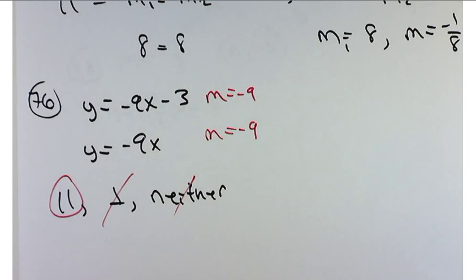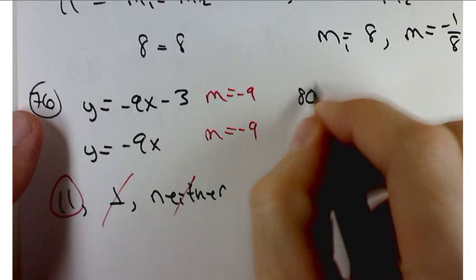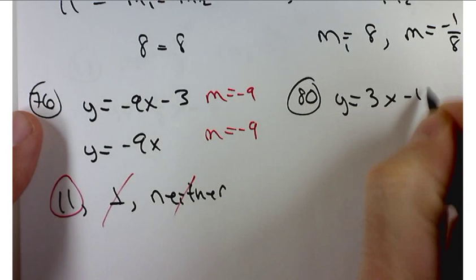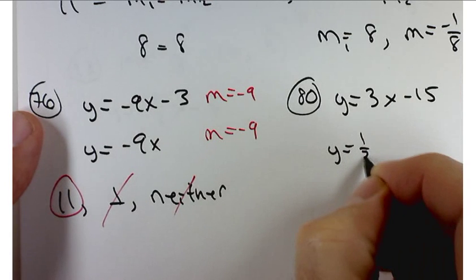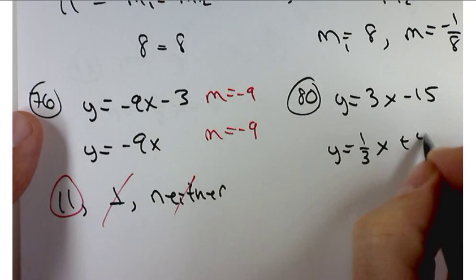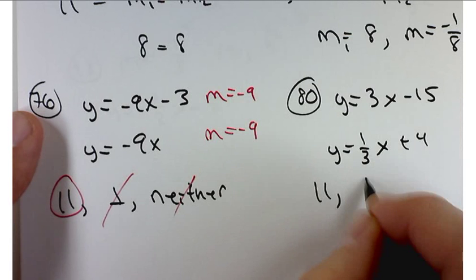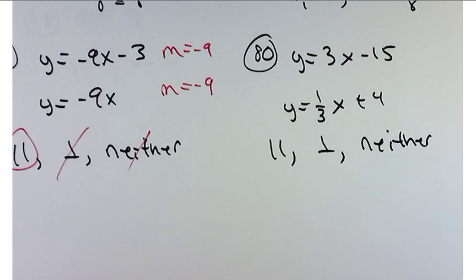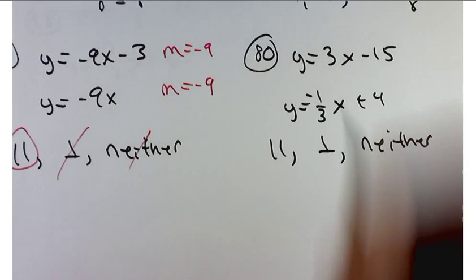Let's try problem number 80. Y equals 3x minus 15. Y equals 1/3 x plus 4. Again, parallel, perpendicular, or neither. Let's see, I left off the negative here. That's a negative there. Negative 1/3 x.